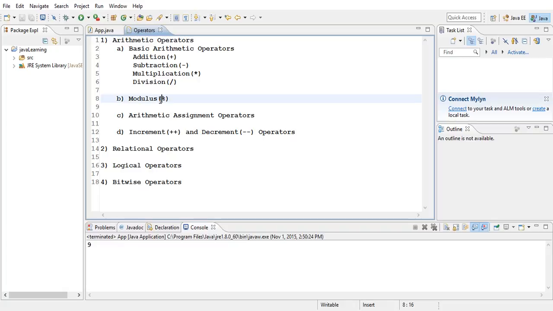Arithmetic operators help us to perform various mathematical calculations, and these basic arithmetic operators form the basis for any mathematical expressions. But these arithmetic assignment operators and increment and decrement operators make our mathematical expression shortened by providing us different shorthand operations.